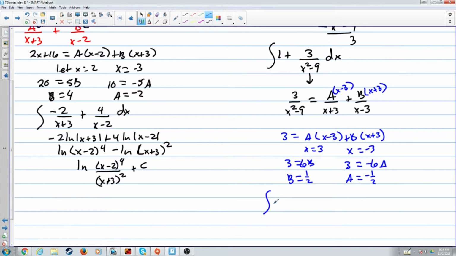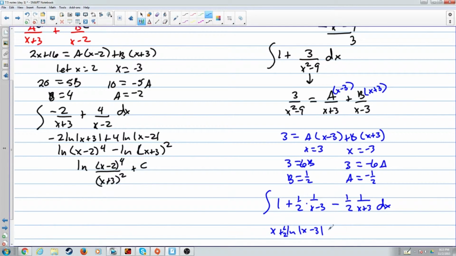Well, now we're integrating 1 plus, let's do the plus here, 1/2 over x minus 3. So 1/2 times 1 over x minus 3, and then minus the a, which is 1/2 times 1 over x plus 3 dx. So the integral of 1 is x. The integral of this right here is going to be plus the natural log of the absolute value of x minus 3. Oh, I need the 1/2 here.